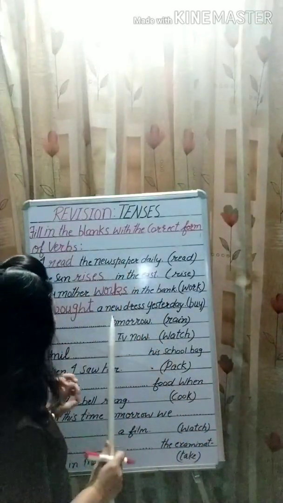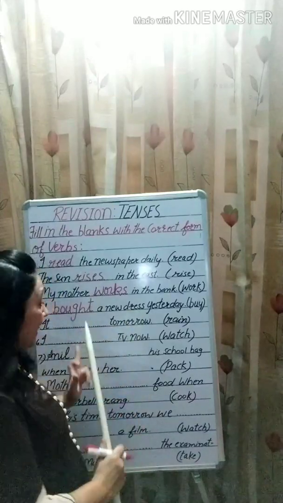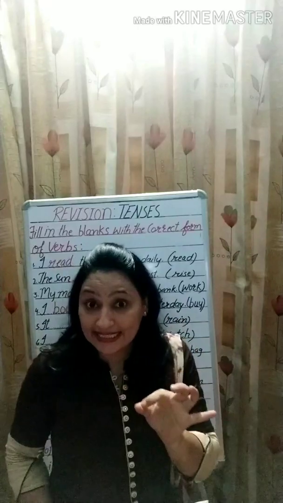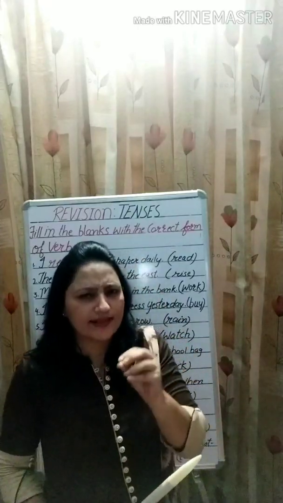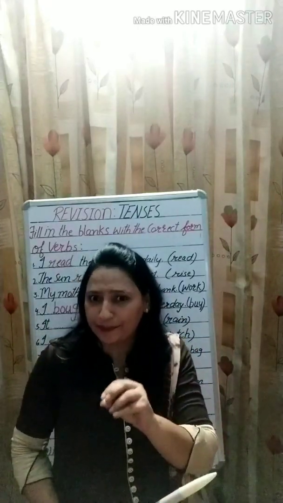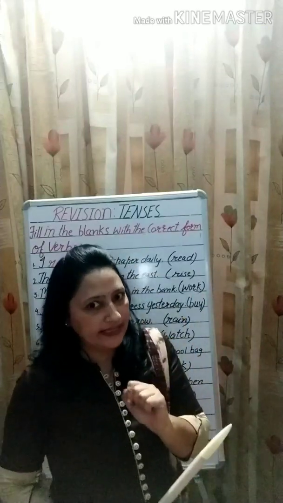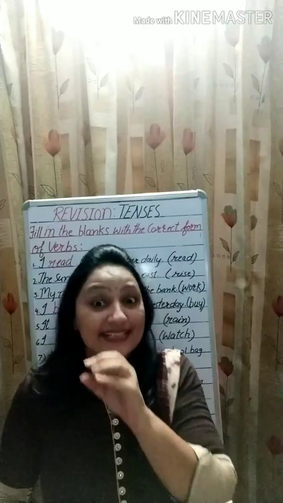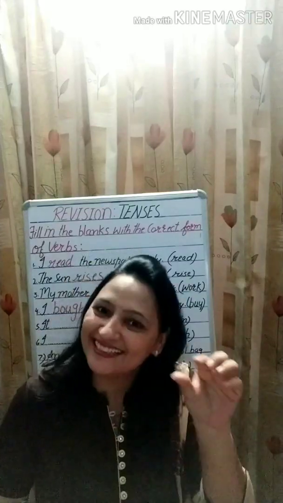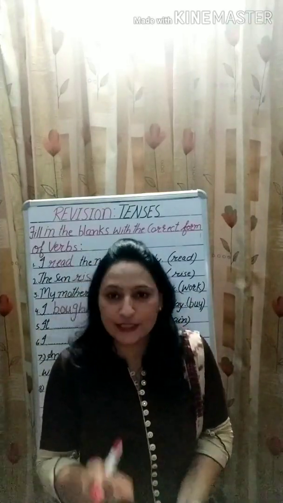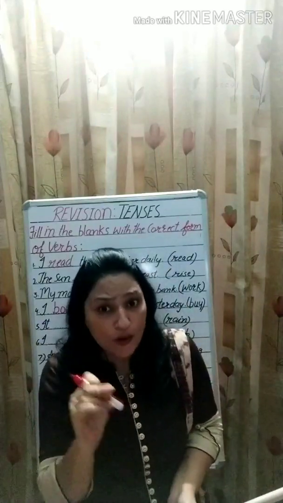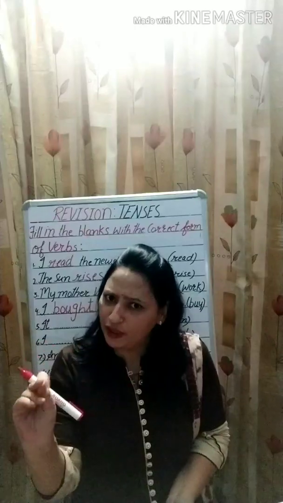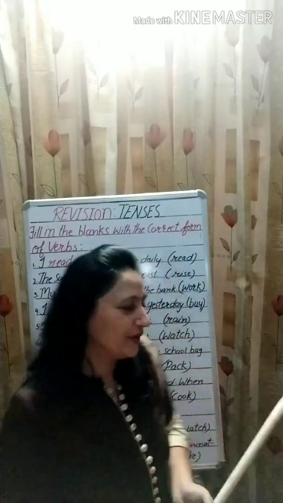Now look at the fifth sentence. "It dash tomorrow." So my dear students, this indicates that the action will happen in the future. So it indicates, hurry up, I hope you know the answer. Yes, it is simple future tense. In simple future tense, we use shall or will with the first form of the verb. I hope it is clear to you.